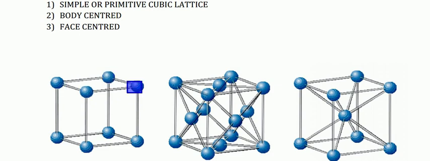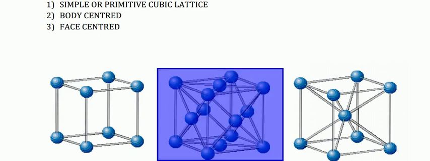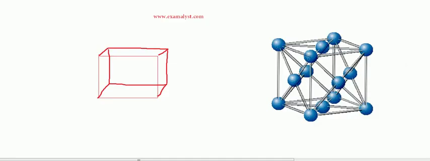In the face centered, all the atoms are at the corners, plus there are atoms on the faces. Let me draw a diagram to make you understand. In the face centered, you have atoms at the corners like the simple lattice, but there is a small catch. So let me draw the atoms at the corners. There are 8 atoms at the corners as usual. Now the catch is there are atoms on the faces of each side.